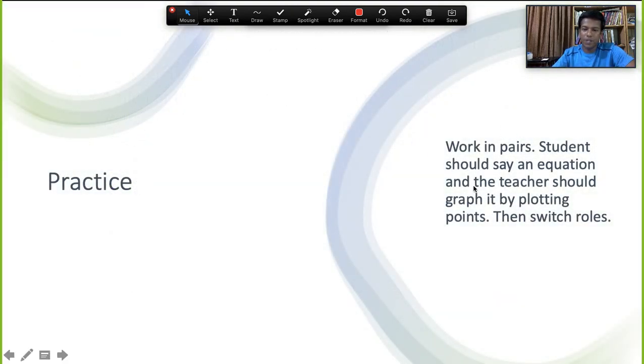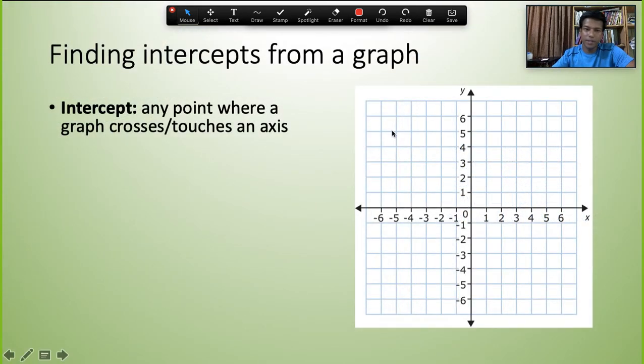Okay, so this kind of work we can do in class also, just for practice. Now, finding the intercepts from the graph. What does this word intercepts mean? Intercepts means that suppose you draw a line, your graph crosses the x and y axis at some certain point. This point and this point are called intercepts. This point is on the y line, that's why it is called y-intercept. This point is on the x line, that's why it is called x-intercept.